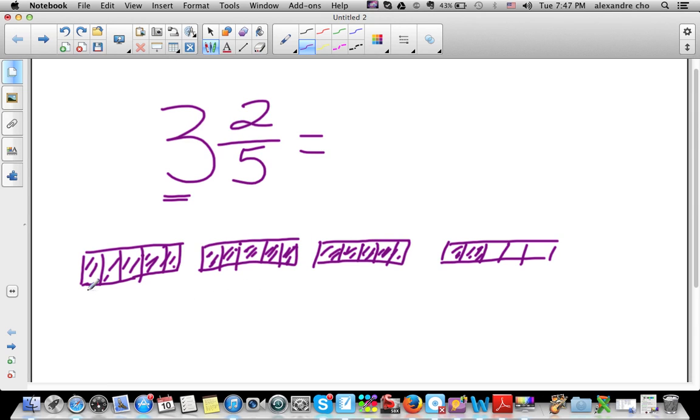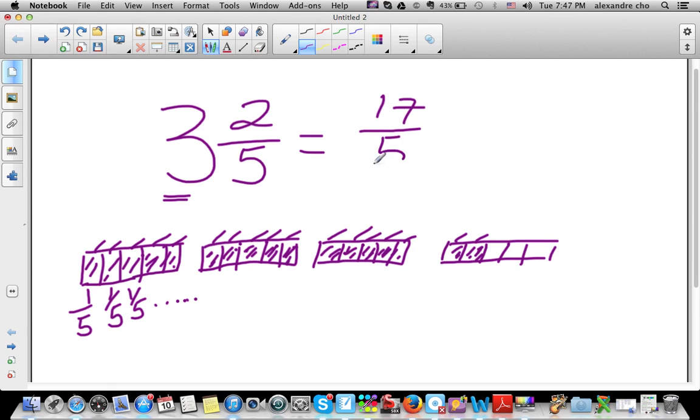So this is really the long way of changing a mixed to an improper. I know that each piece over here is 1/5. This is also 1/5, this is also 1/5, and so on. So I'm going to count my fifths. I got 1/5, 2/5, 3/5, 4/5, 5/5, 6/5, 7/5, 8/5, 9/5, 10/5, 11/5, 12/5, 13/5, 14/5, 15/5, 16/5, 17/5. So that, ladies and gentlemen, is the same thing as saying 17/5.